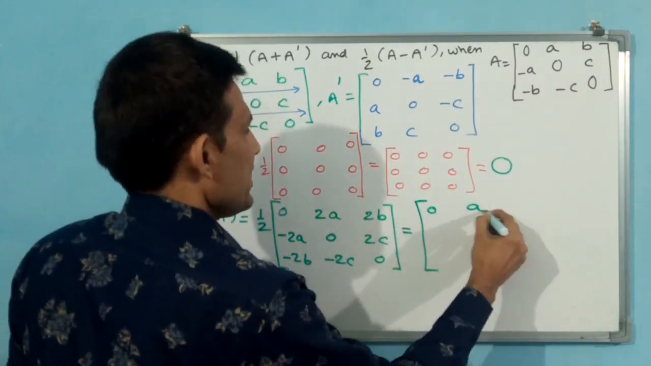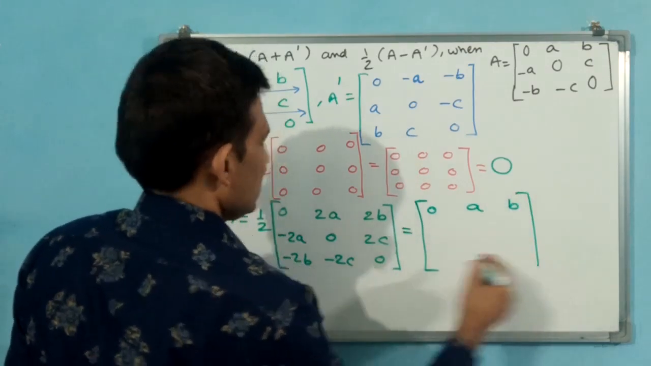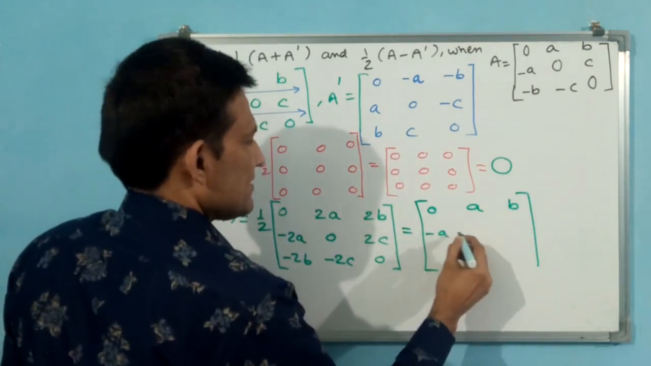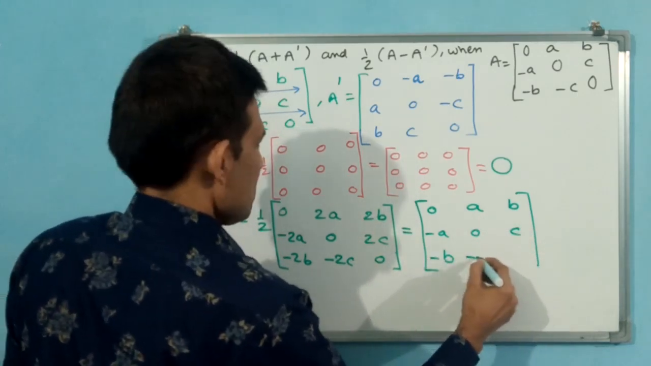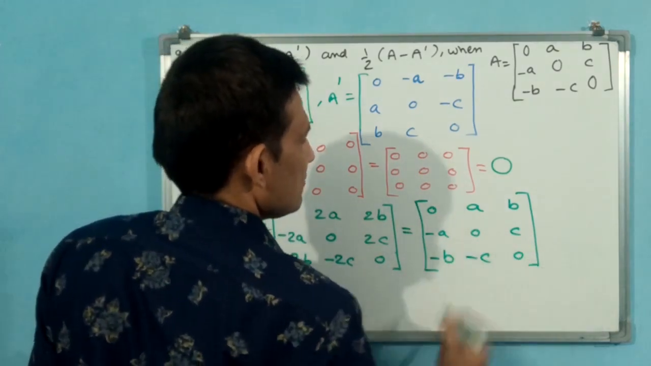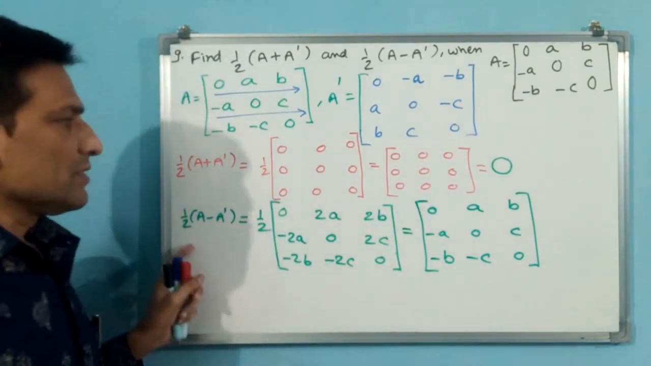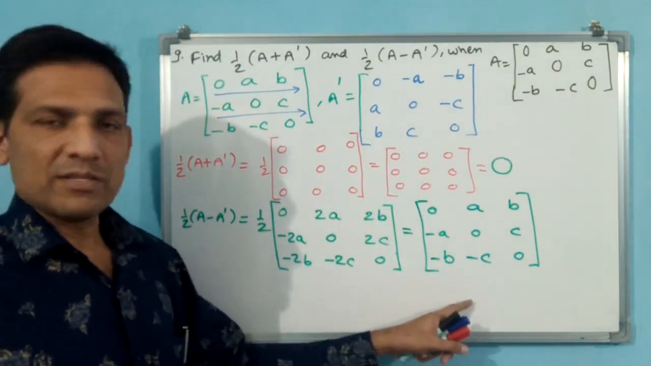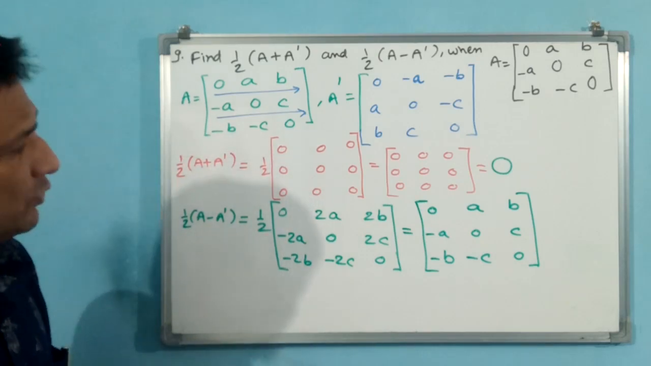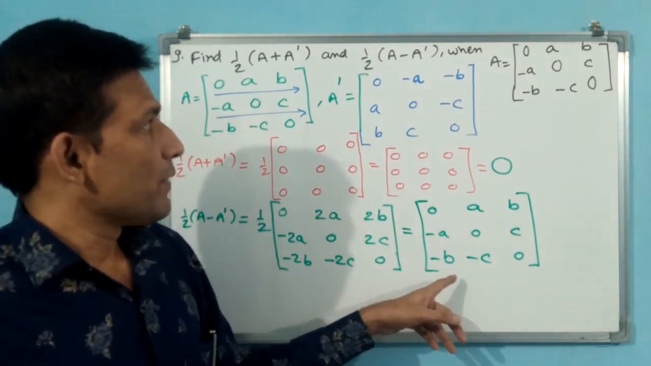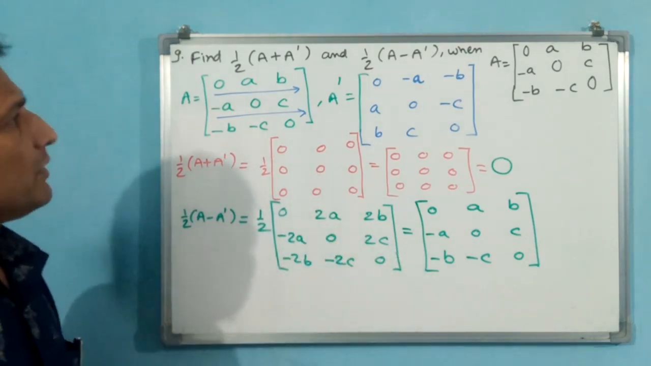0, A, B, minus A, 0, C, minus B, minus C, 0. Okay. Now this is 1 by 2 A minus A transpose. Okay. This will be your final answer. See, now you got one example.